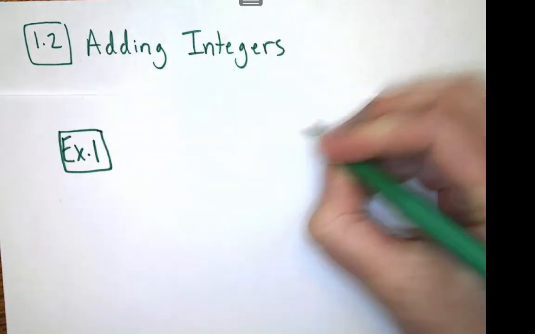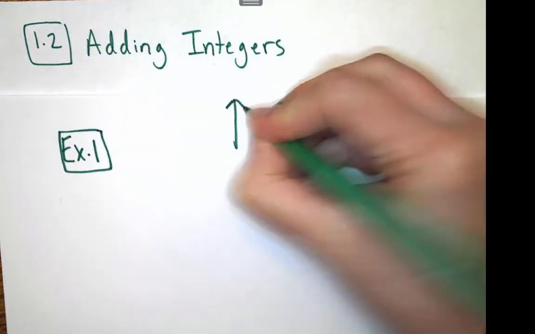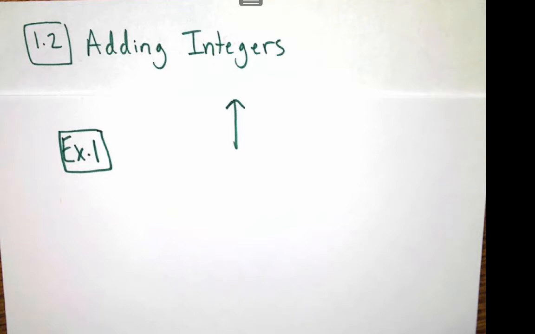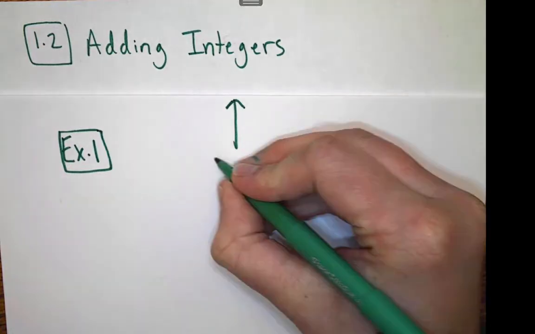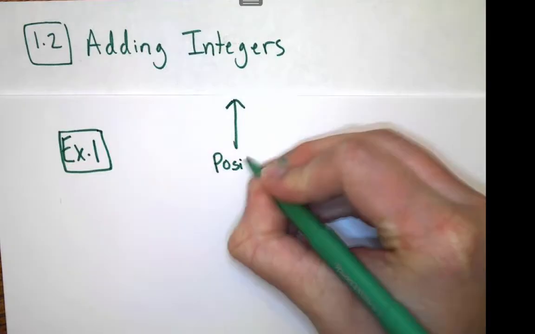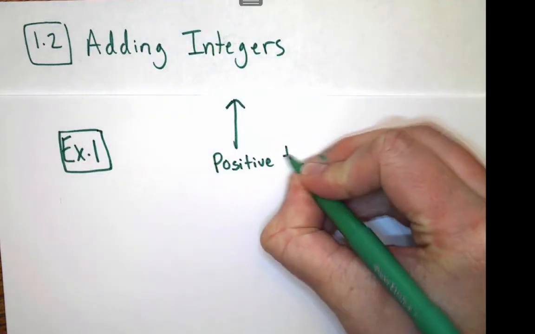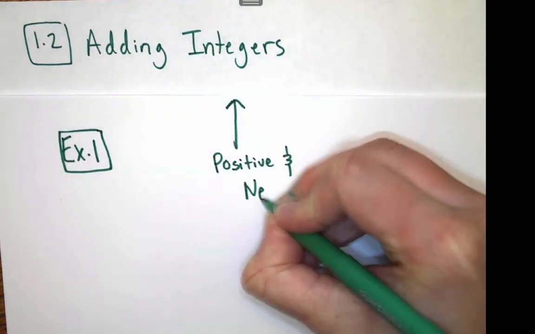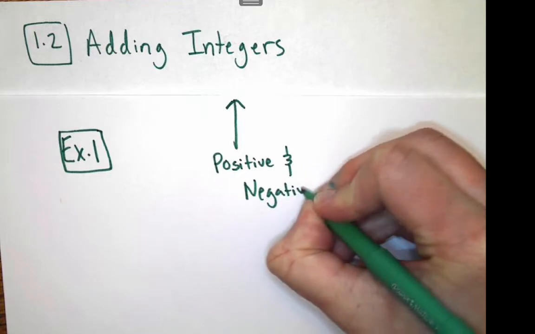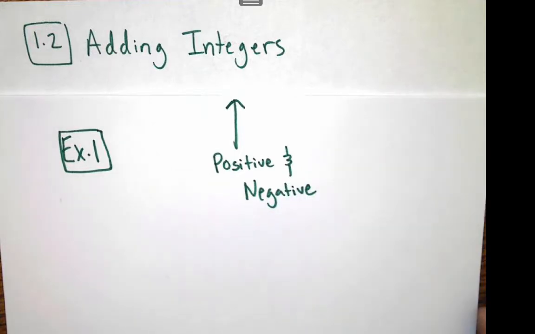So first off, when I say the word integers, what I really mean is numbers that are positive or negative. So we are talking about dealing with positive and negative numbers. And we want to be able to add them together. That's very important to be able to do. So we're going to try adding some integers here for a moment.